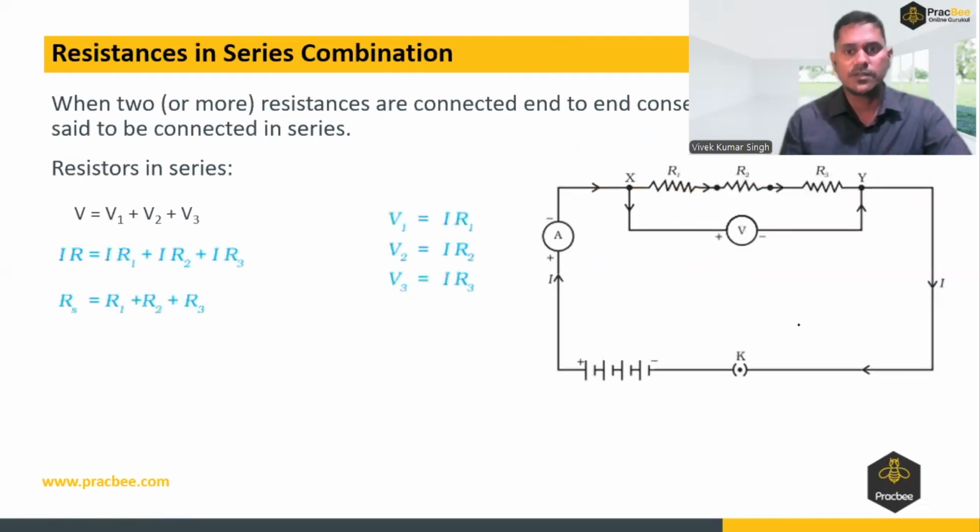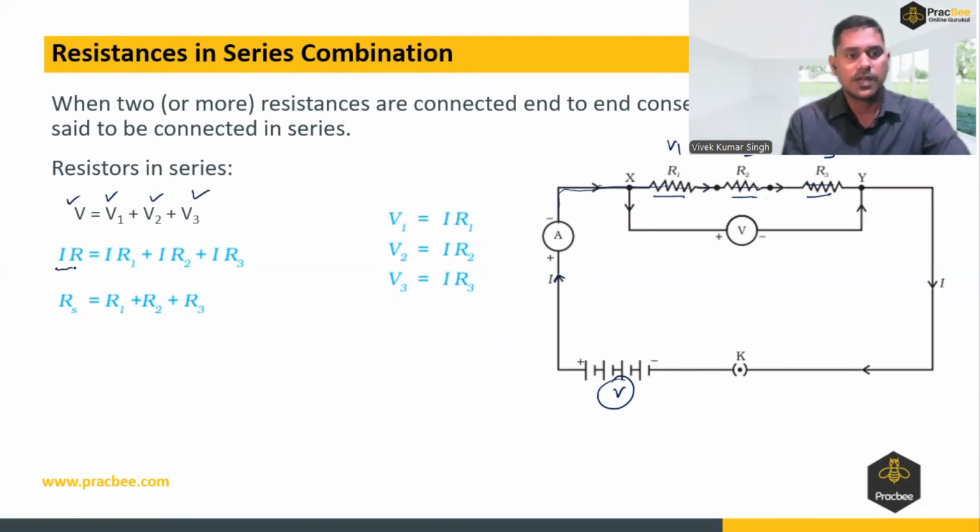Let's see this series combination. Here we can see that there are 3 resistors joined with the same wire. When current goes from here, the same current will be flowing through R1, R2 and R3. To find the equivalent resistance of such a circuit, the potential drop across R1 is V1, across R2 is V2 and across R3 is V3. Total potential supplied is V. So we can write V is equal to V1 plus V2 plus V3.